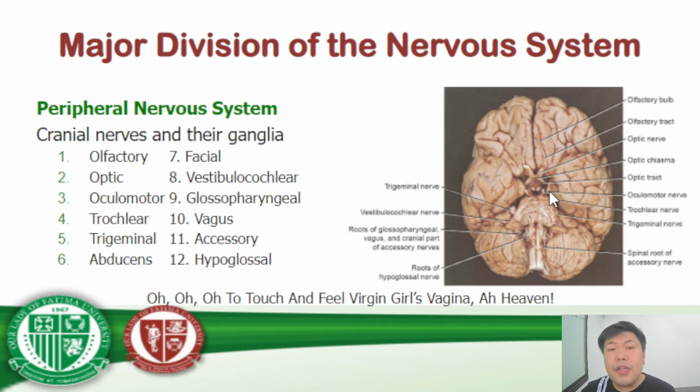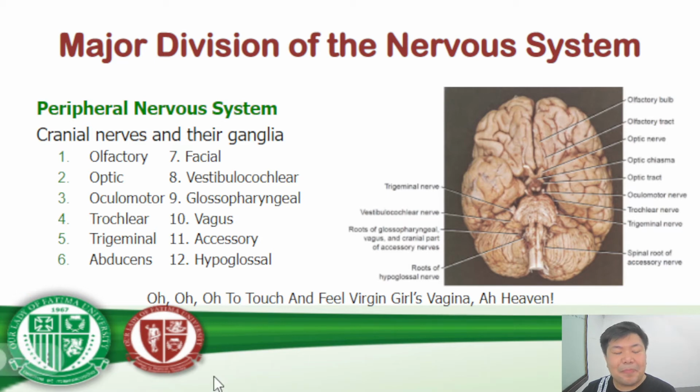So in order for you to memorize them, I gave the most famous mnemonic that is being taught in many medical schools. This is OOO to touch and feel, virgin girl's vagina, heaven. The first letters of the mnemonic correspond to the first letters of the cranial nerves. So if you want to memorize them in order, this is the mnemonic that is most commonly used. If you do not want to stick with the mnemonic, then it's fine with me.